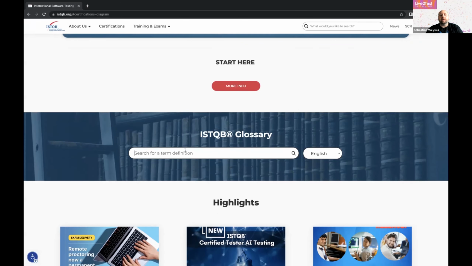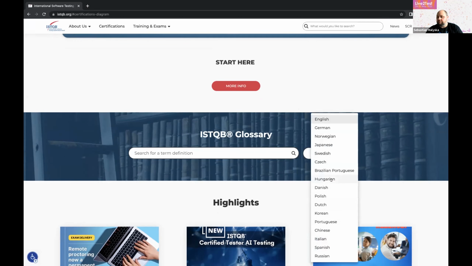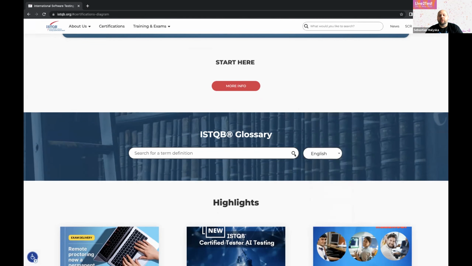So from now you can check, in one of 20 languages, any term that you are interested in. You can type any word, choose the language, and you will be redirected to the service, which is built with the glossary of the ISTQB and all test-related terms.